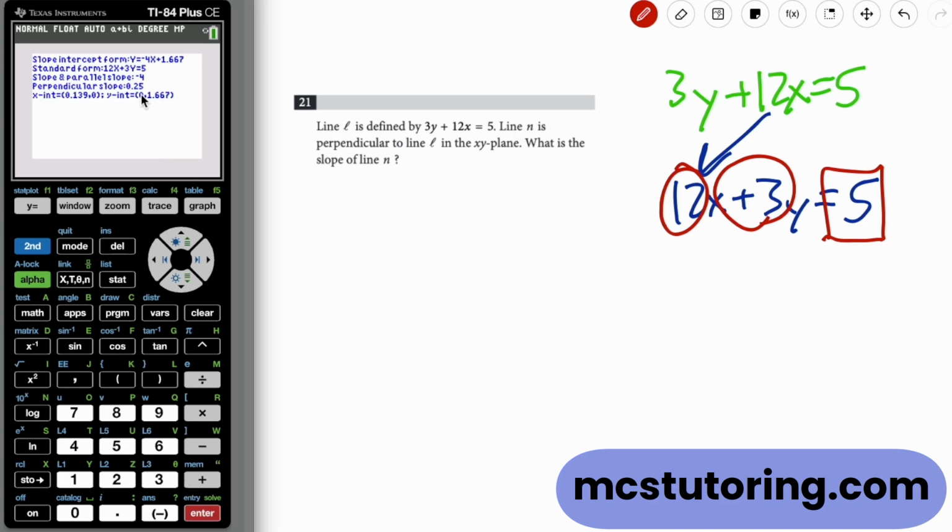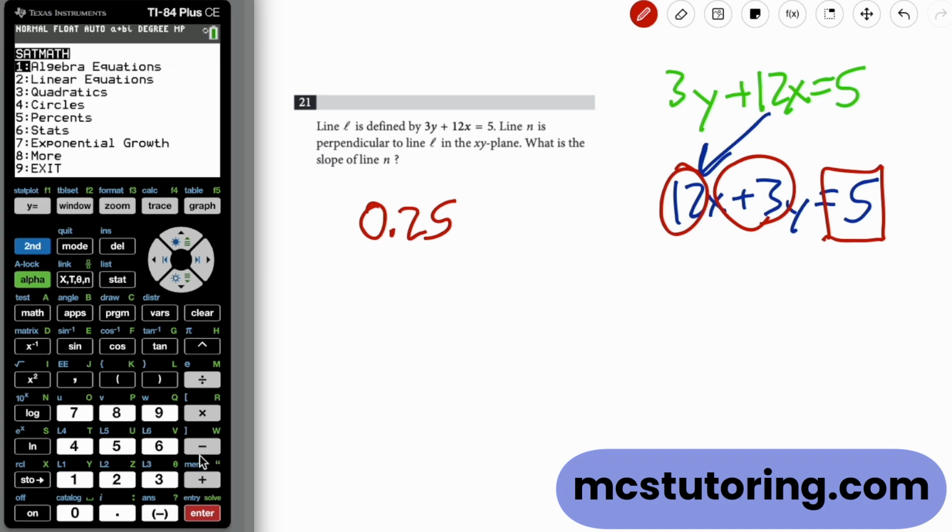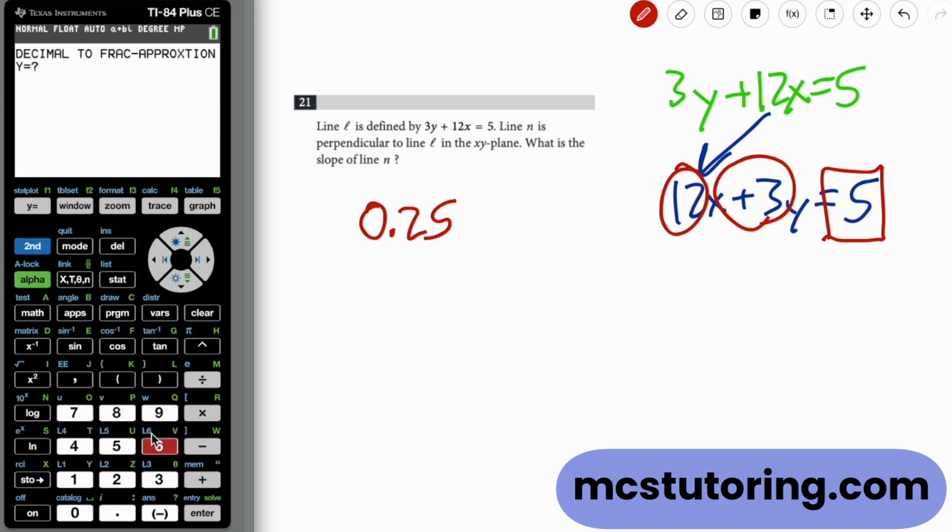Okay, good. Perpendicular slope, 0.25. And again, if you wanted to convert that, we have that on the menu, the more menu, unit conversion, decimal to fraction, option 6. If I go 0.25, there we go, 1/4. There you go. Okay, great.